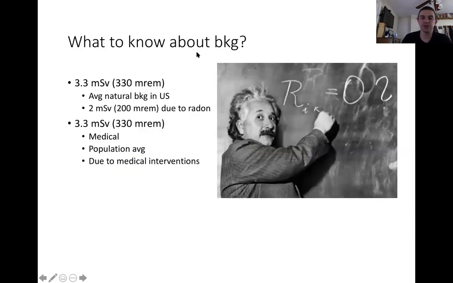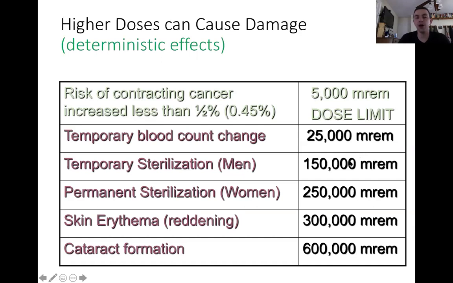And you compare these levels with levels that actually cause those threshold or deterministic effects. These are orders of magnitude higher than background levels. So these are situations where you need to be exposed to a lot of radiation in order to start to see these things.